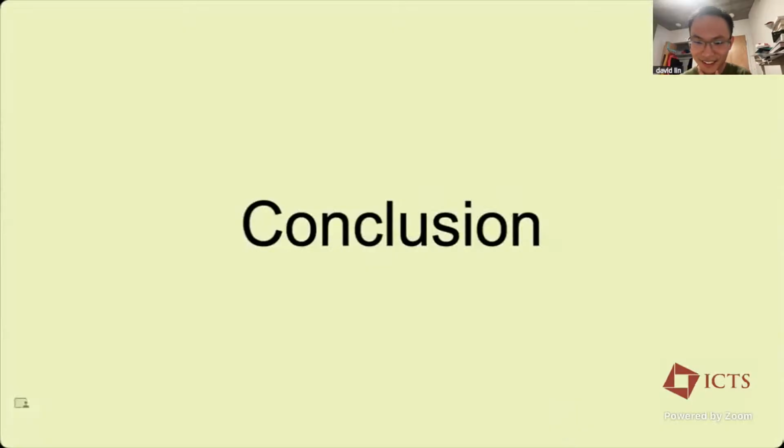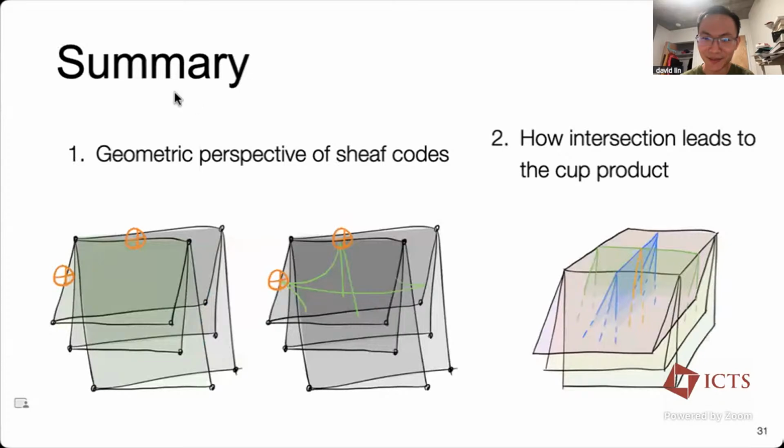Okay, so I'll just conclude there. Today we described two things. One is this geometric perspective for sheaf codes, which allows you to understand these logical operators geometrically. And from there, we can use them to induce these intersections that lead to these cup products.